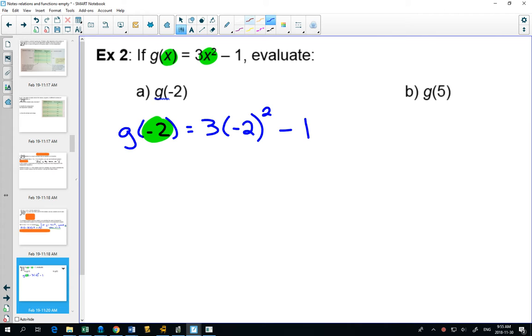And now it goes back to order of operations, maybe a grade 8 mental math question. What do we do first? We do our exponent first. Negative 2 squared is 4. What does this mean when the 3 is outside the brackets? Adding, subtracting, multiplying, or guessing? Multiplying, good. 3 times 4 is 12. 12 minus 1, the answer to this one would be 11.